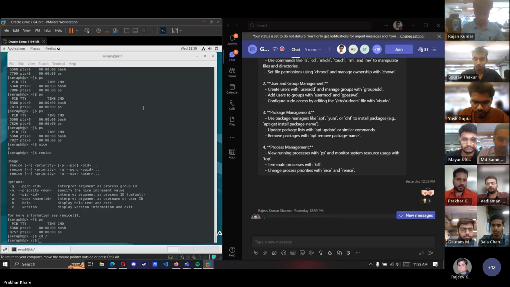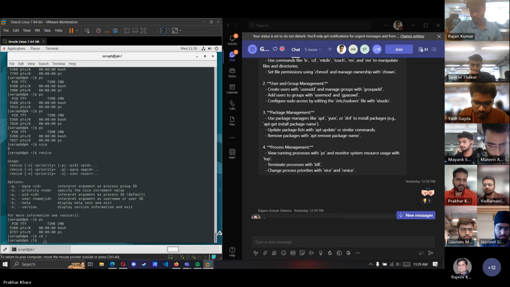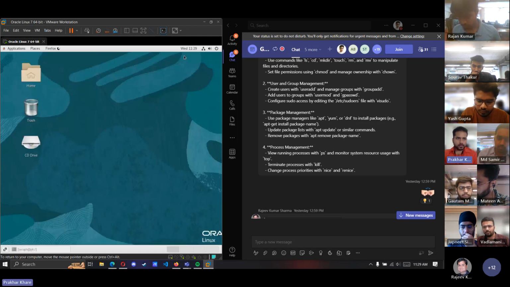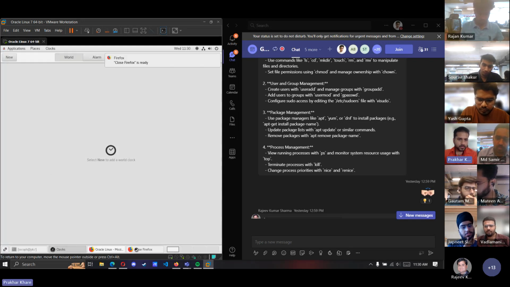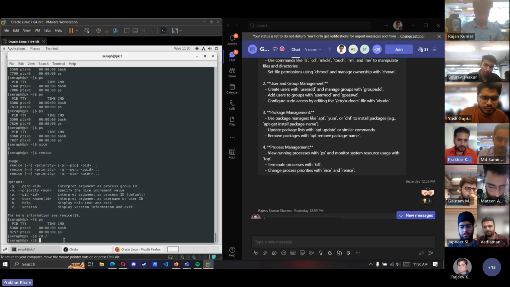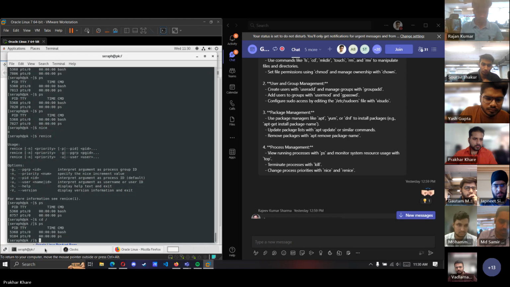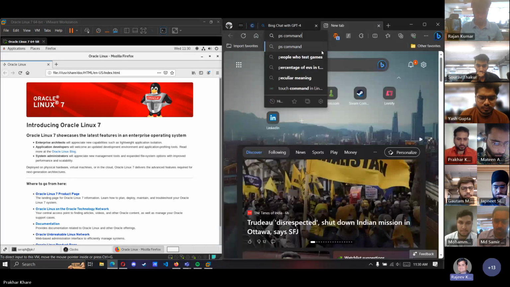Okay, now the browser is open. Or should I open some other application? Yes, now just search ps command in Linux. You'll get a lot of extra identifiers there.